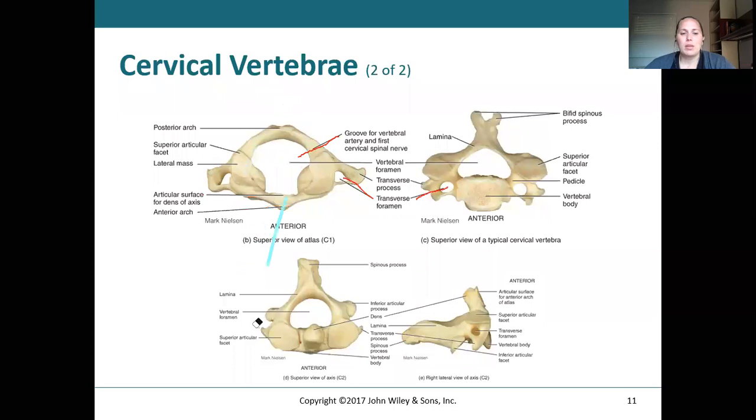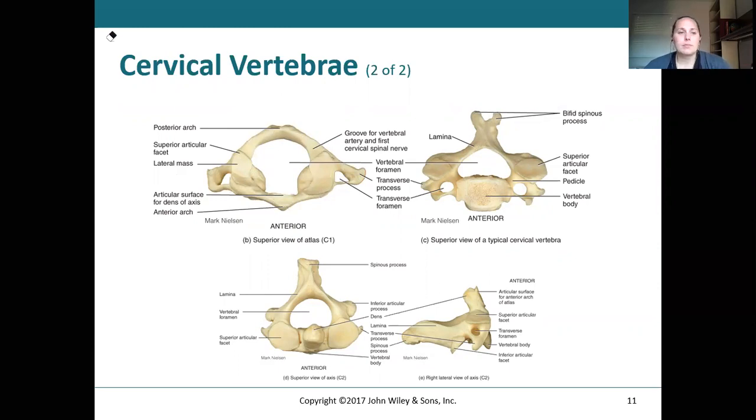Now in terms of labeling a cervical vertebra, you're not going to be asked to do that. You are, however, going to be asked to identify, if I show you a cervical vertebra versus a thoracic, what section of the spinal column it came from, based on just the structure.